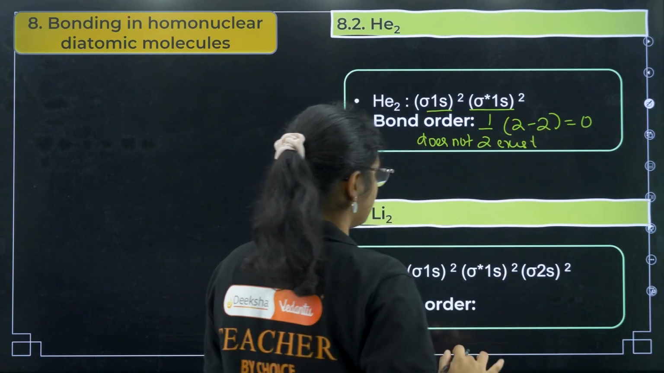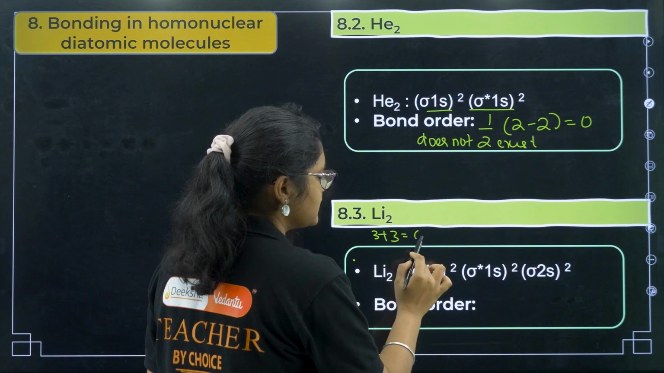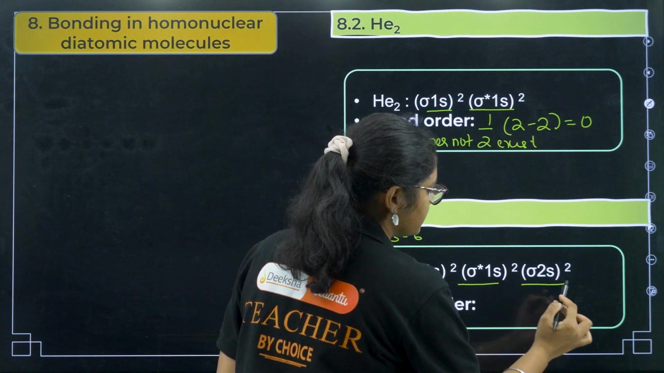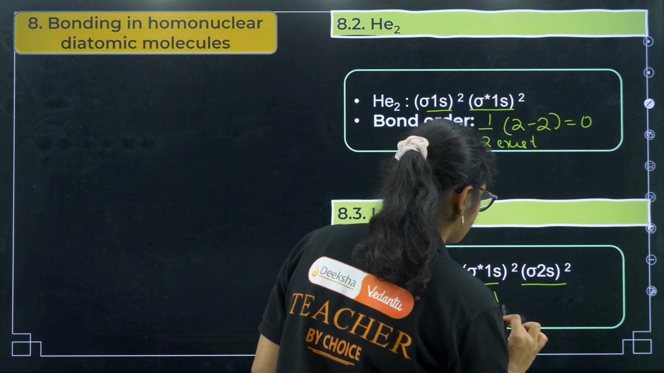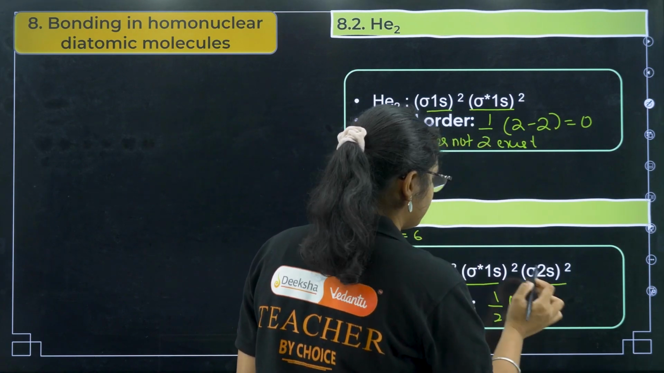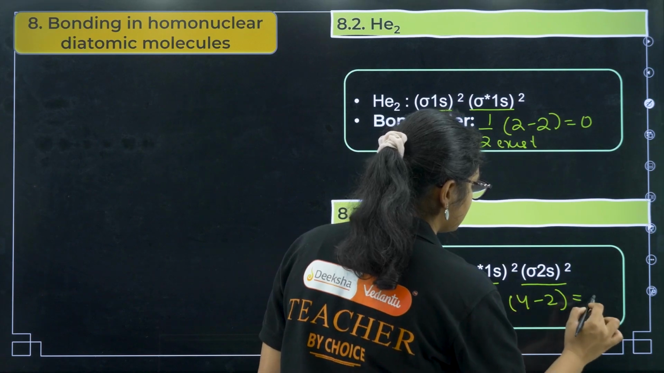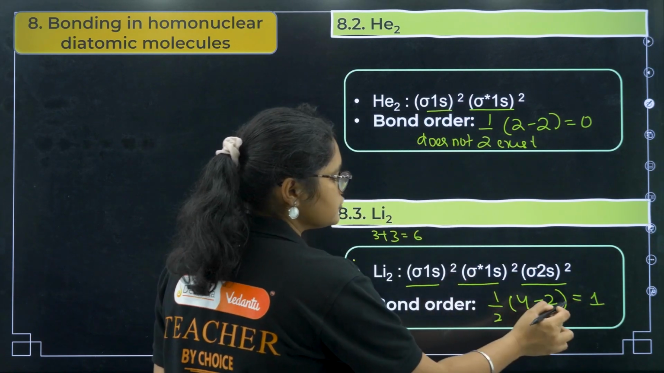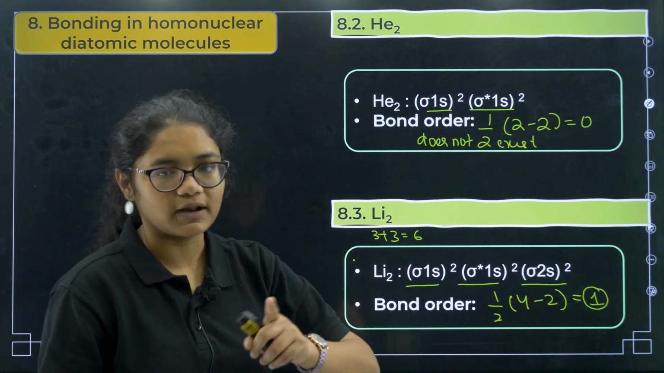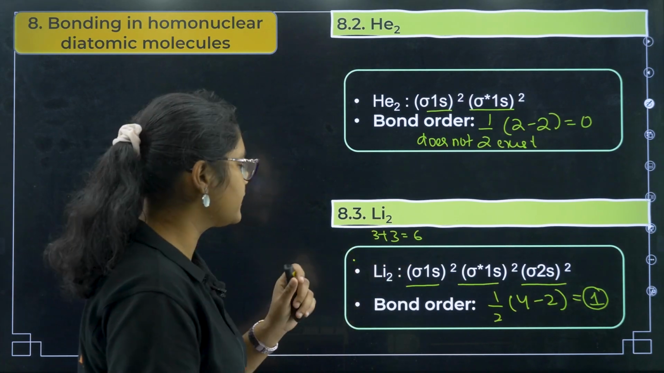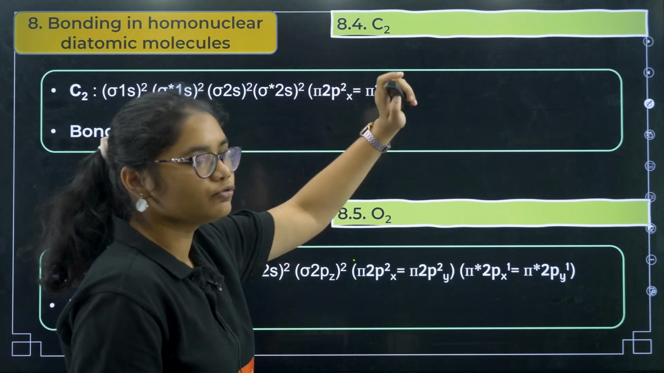Now if you see lithium 2 is having 6 electrons, here 3 and here 3, total is 6. So sigma 1s2, sigma star 1s2 and sigma 2s2. So now this is what you will get, bond order is equal to half into number of electrons in the bonding 4 minus 2. 4 minus 2 by 2, that is equal to 1, right? So here also the bond order is 1. So that means between lithium we will have one bond. This is clear? Okay, so now you will see the next one, that is carbon 2 molecule, C2.